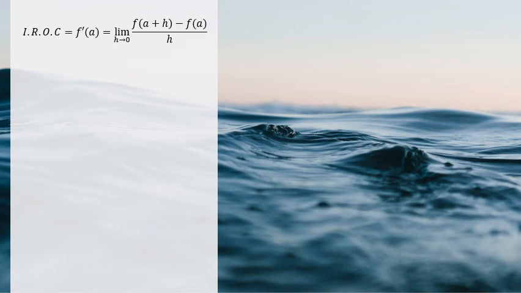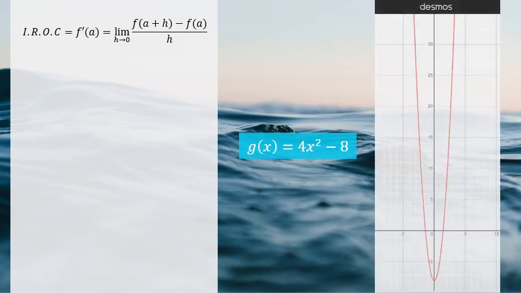Let's take a function. We'll do g of x is equal to 4x squared minus 8. We can use Desmos to generate a nice little graph for us, but the real work is in the formula. All we have to do is plug the function into our equation for finding the derivative and simplify. So our function reads 4x squared minus 8, so we're just going to replace the x with an a plus h on the left side of the numerator and replace the x with an a on the right side of the numerator.